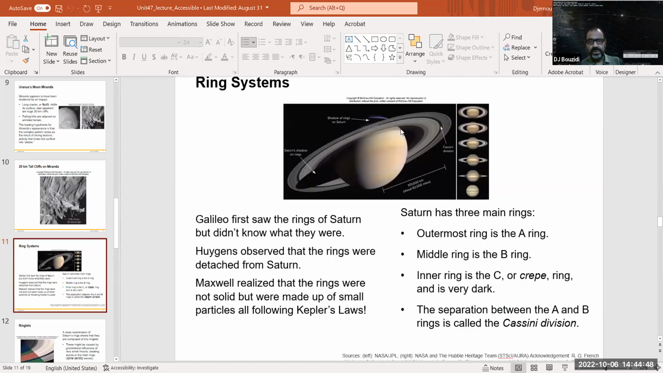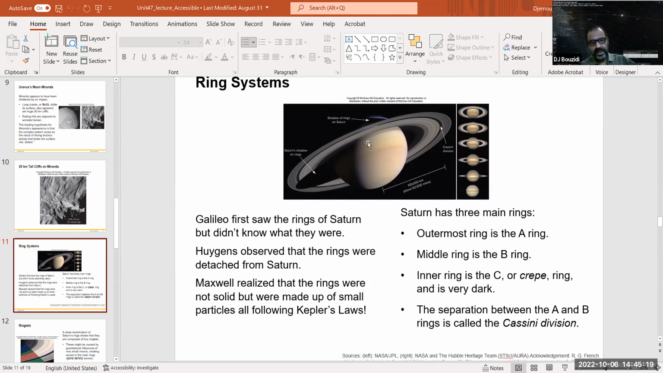In terms of ring systems, as I was saying earlier in the beginning, when Mr. Galileo looked at them, he was puzzled by them. He didn't know what they were. He went back years to the planet Saturn when he looked at them. It took later some work by Cassini and also Huygens, and then later by Mr. Maxwell, who recognized that they can only be made out of tiny particles, each and every one of which obeys Newton's laws of gravity and also Kepler's laws.